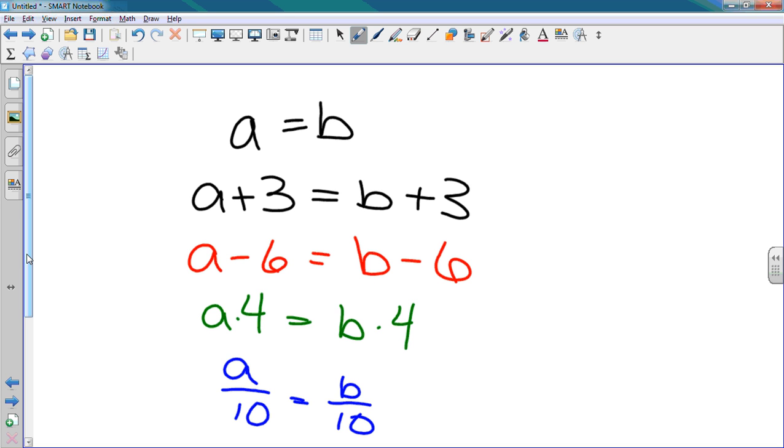If A equals B, then I can do all of those. Addition, subtraction, whatever you do to one side, you have to do to the other. That's how we solve equations, right? Because of those properties right there. That's the reason we can solve equations. We do things to both sides of the equation in order to eliminate everything except for the variable.